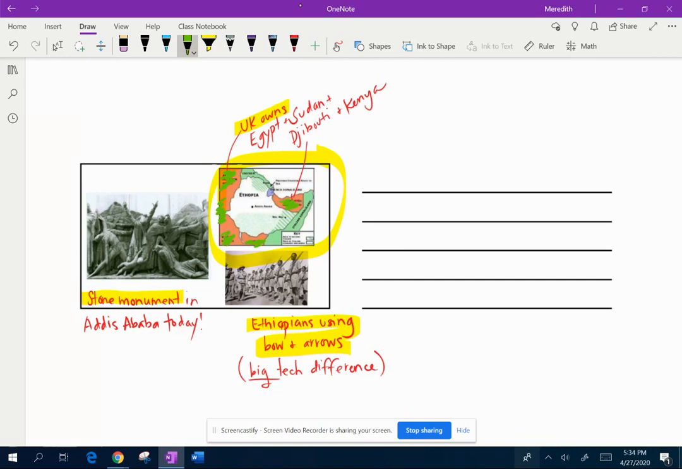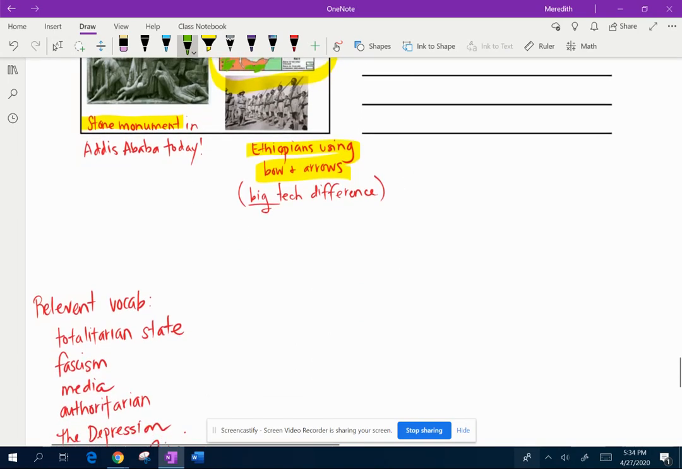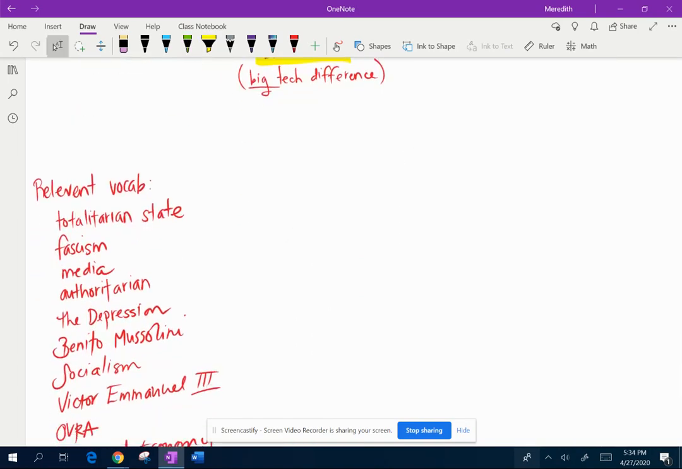But these green lines show where Italy is going to get full control and what they're going to be able to control through trade, right over here. And then the capital city is right there in the center. And so that's only half of chapter 10.2. But it is the half that covers Italy.